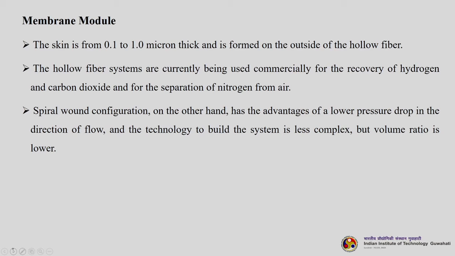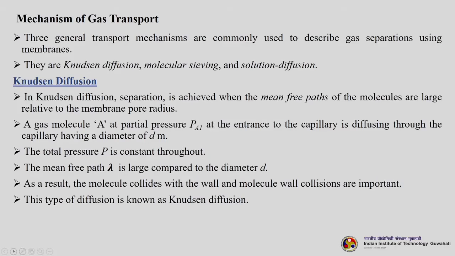Spiral wound configuration on the other hand has the advantage of a lower pressure drop in the direction of flow, and the technology to build the system is less complex, but the area to volume ratio is lower. So, let us now understand the mechanism of gas transport. So, 3 general transport mechanisms are commonly used to describe gas separations using membranes. They are Knudsen diffusion, molecular sieving and solution diffusion mechanism.